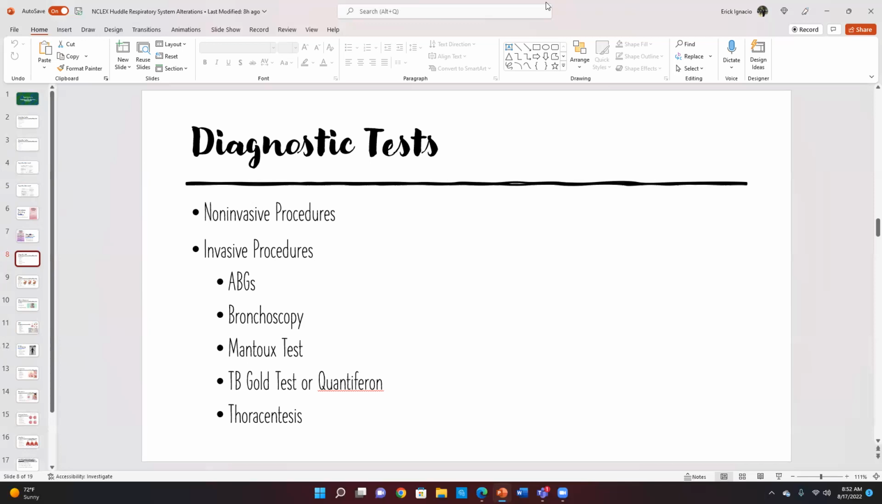Okay, so let's now talk about the invasive procedures for respiratory disorders. Arterial blood gas, also known as ABGs. And so this is going to be an arterial puncture, or maybe if the patient has an arterial line, we will take that blood. Now, this arterial blood gas allows the most accurate method of assessing respiratory function.